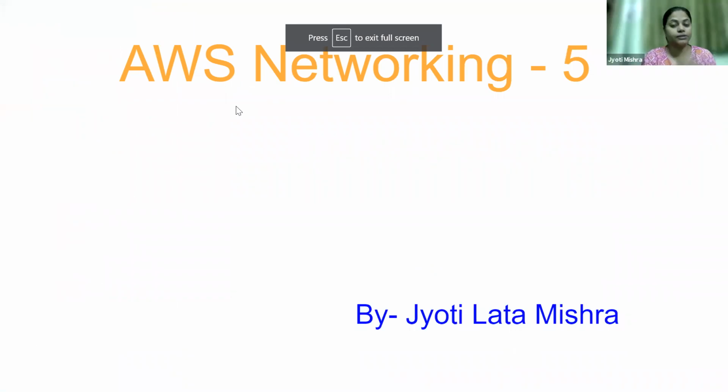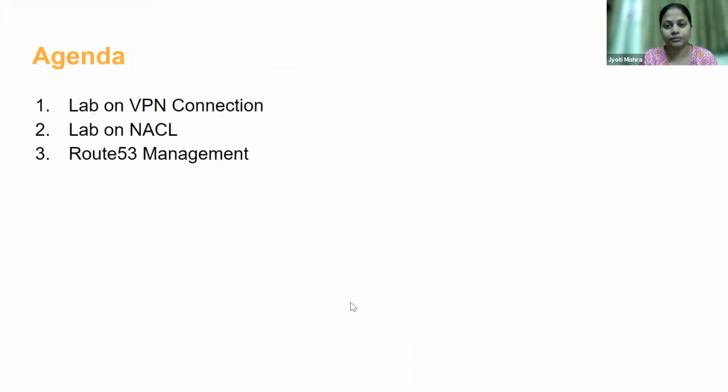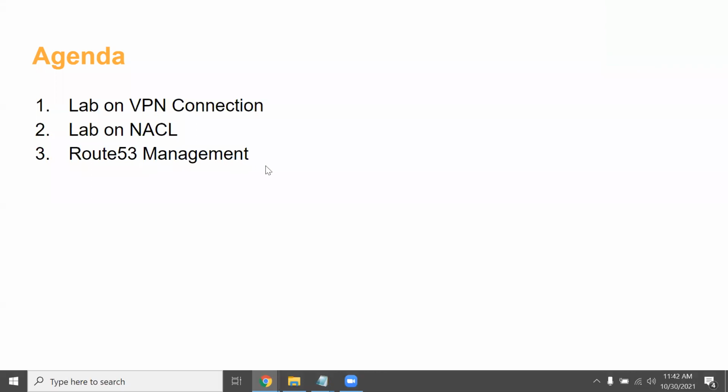Yeah. So today we'll do NACL, which is where we'll add security at the subnet level. So this is the agenda: lab on VPN connection and lab on NACL. Route 53 management, this I'm skipping, and we'll start from the next session. We'll have auto scaling and ELB. After that, we'll cover Route 53. In those topics, if there is any reference to Route 53, I'll let you guys know, whatever is required. But the specific session, we'll have it after we are done with ELB.